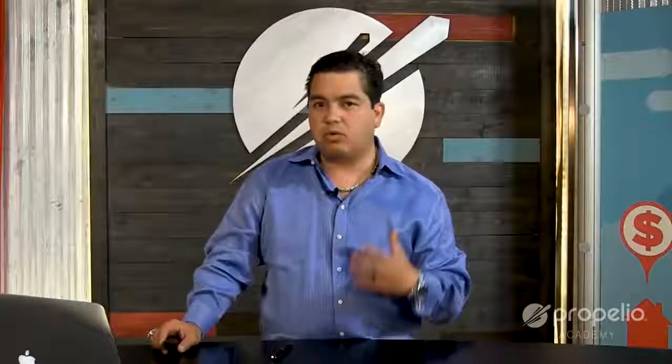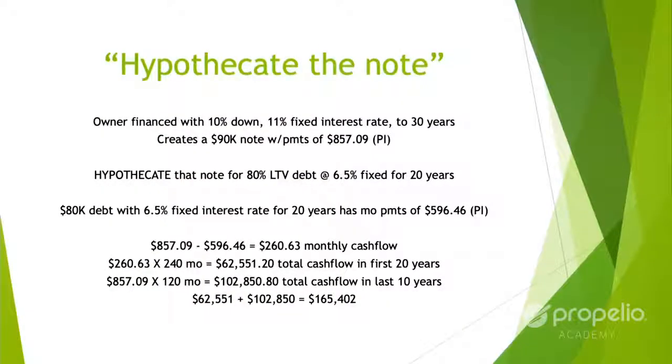So let's break it down on how this can be useful to you. For the sake of simplicity, we're just going to talk about a $100,000 home. Hopefully you've gotten 10% down. You've got an 11% fixed interest rate for 30 years. And this is going to be creating a $90,000 note with payments of $857.09.